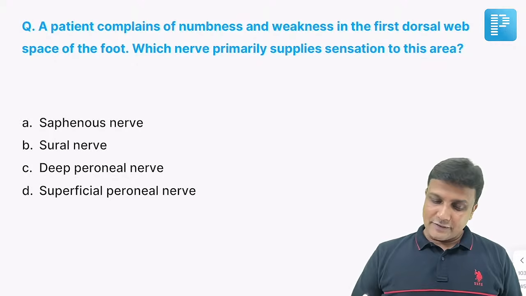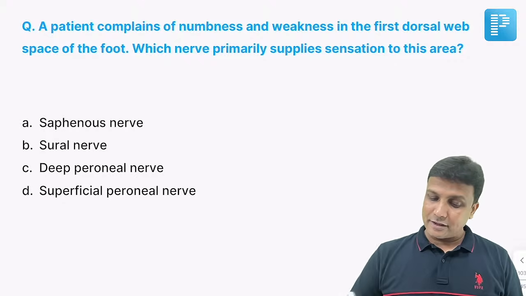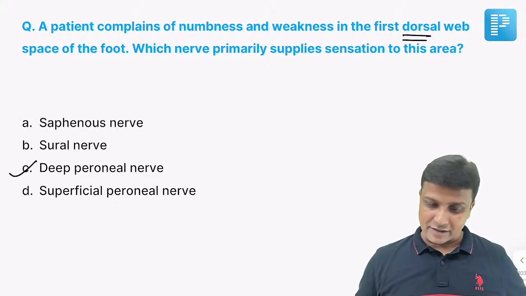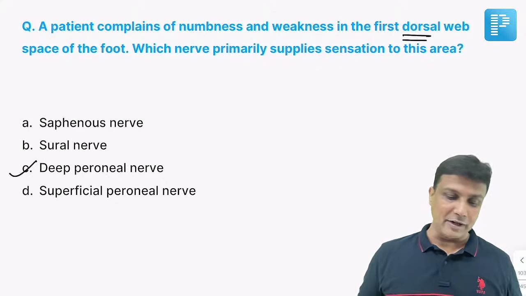Now, which nerve is primarily supplying the first web space here, my dear friends? The first web space will be supplied by the deep peroneal nerve. That is the right answer here, sir. It is supplied by the deep peroneal nerve.